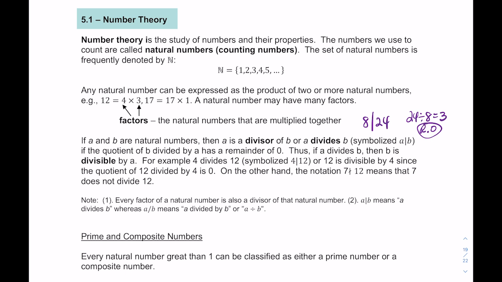So here, 4 divides 12, or 12 is divisible by 4 because 4 goes into 12 evenly 3 times. There's no remainder. On the other hand, if I wrote this, that would be incorrect. That is saying 7 does not divide 12 because you can't divide 7 into 12 perfectly, right? There's a remainder.